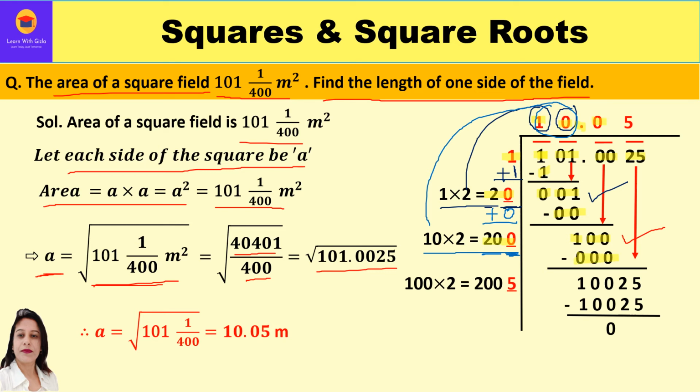We cannot keep 1 over here, because 201 into 1 will give 201, which is more than 100. So we will stick to 0 over here. 200 into 0 is 0. 100 minus 0 is 100. Bring down the next period, that is 25. Now our new dividend is 10,025, for which we need a divisor.